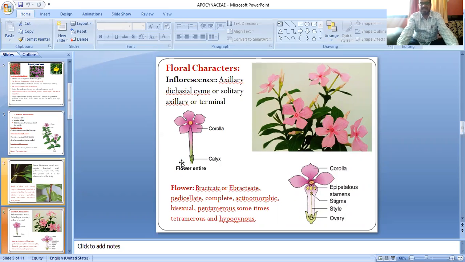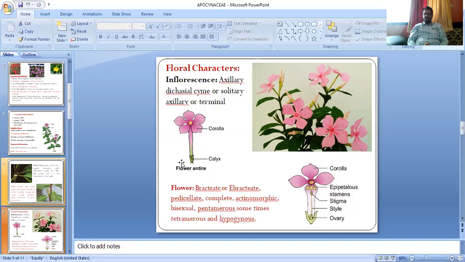Flower is bracteate or ebracteate, but in case of Catharanthus roseus, particularly the member of family Apocynaceae, or commonly it is called as Sadabahar. The flower is ebracteate, but in some species of Apocynaceae, flower is bracteate.